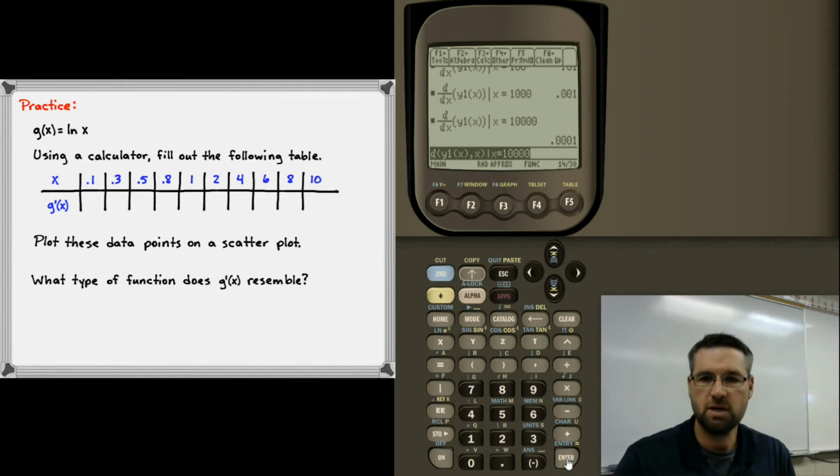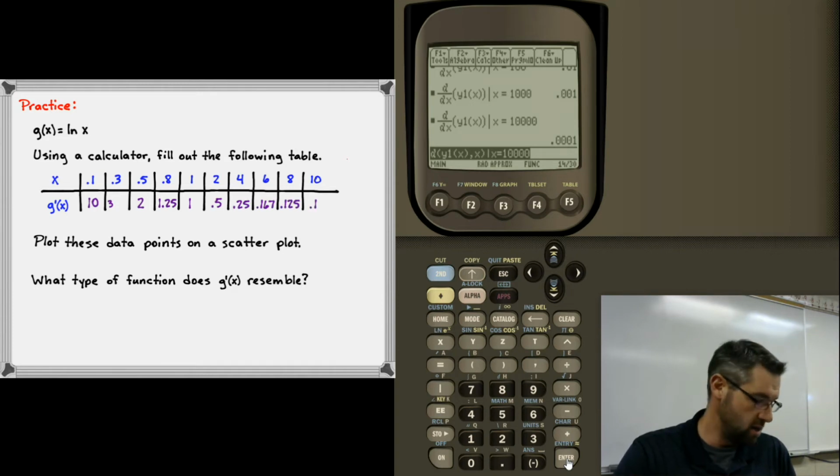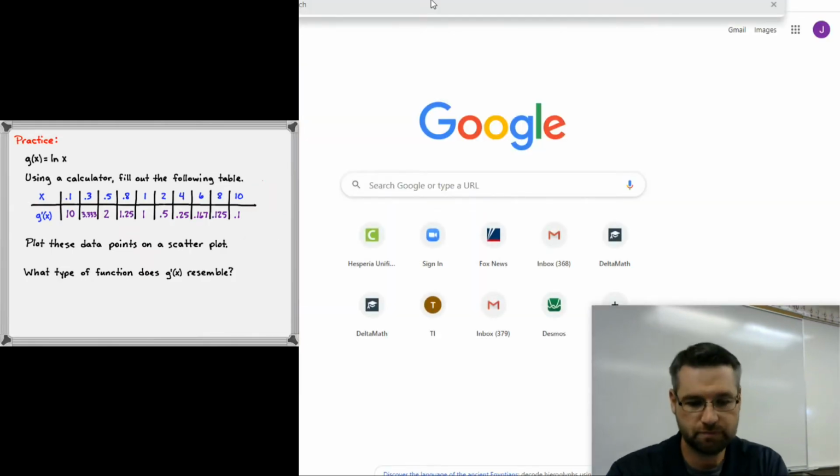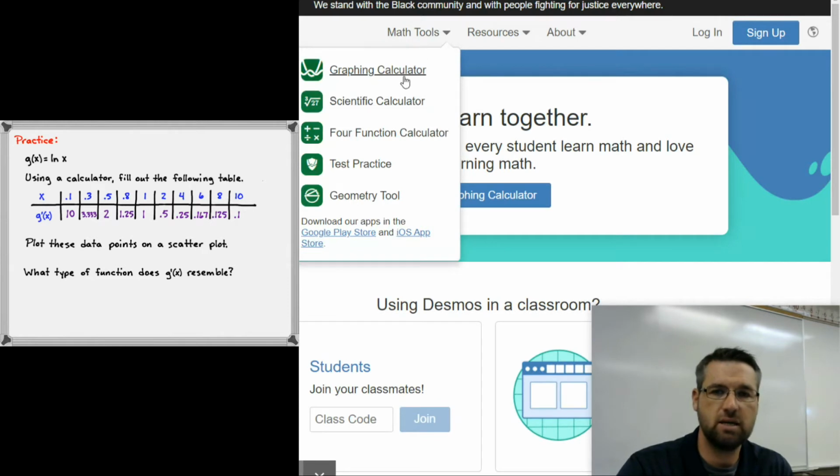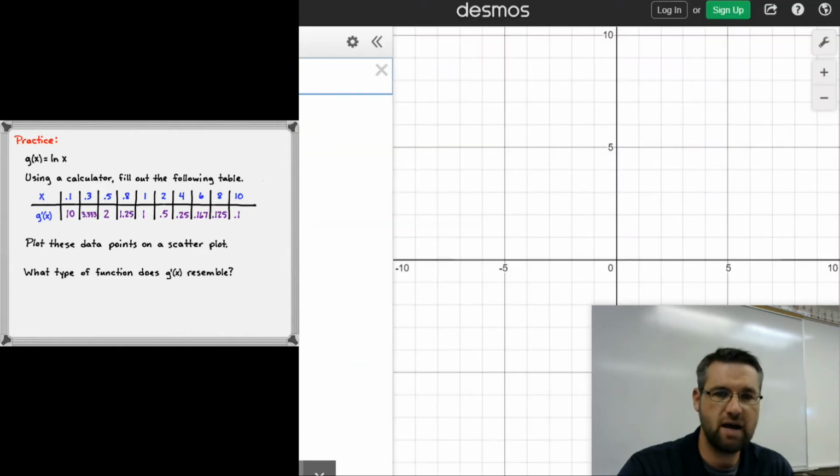Okay? So what I'm going to do with that, I'm going to go ahead and write these values down in my lesson here, so we have that as a reference. And then I'm going to go to Desmos, and I'm just going to type these in as coordinates. In fact, I'll create a table here. That'll be probably the quickest way of doing it.